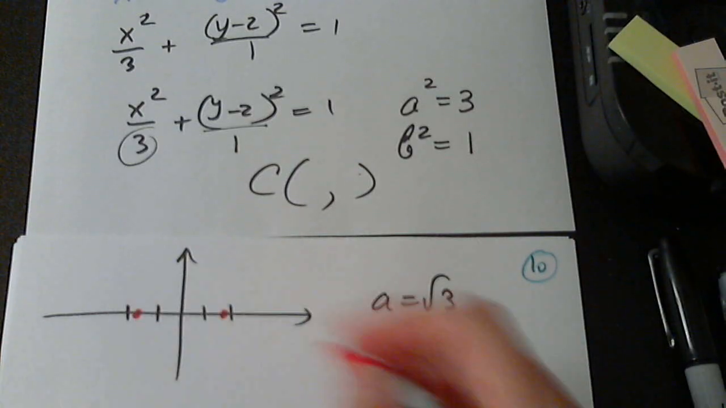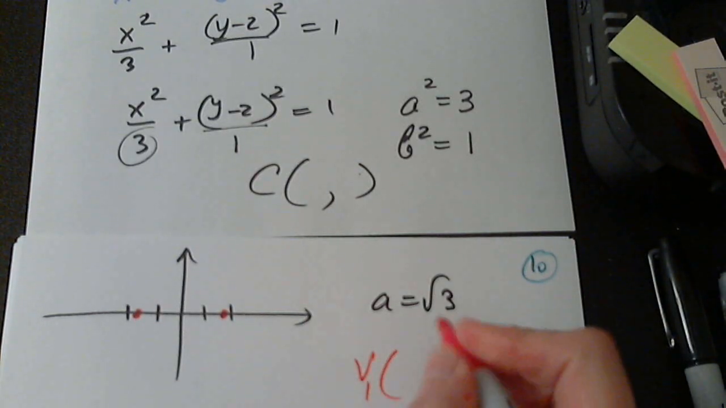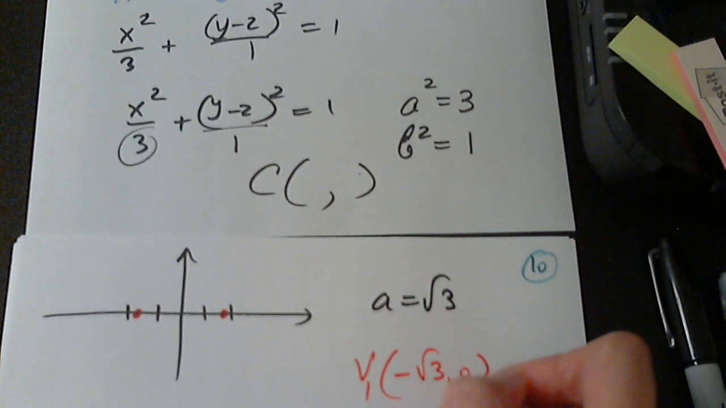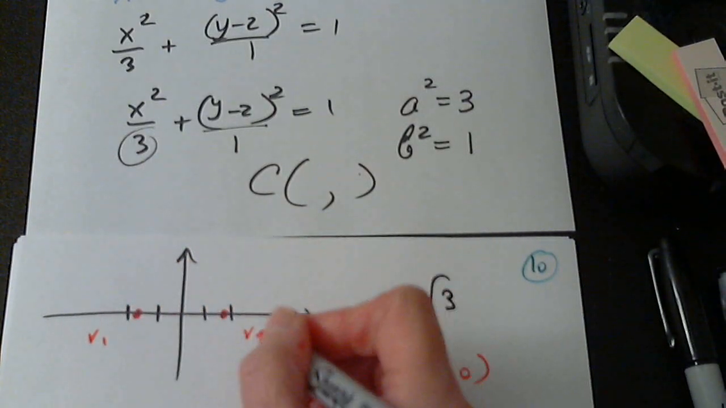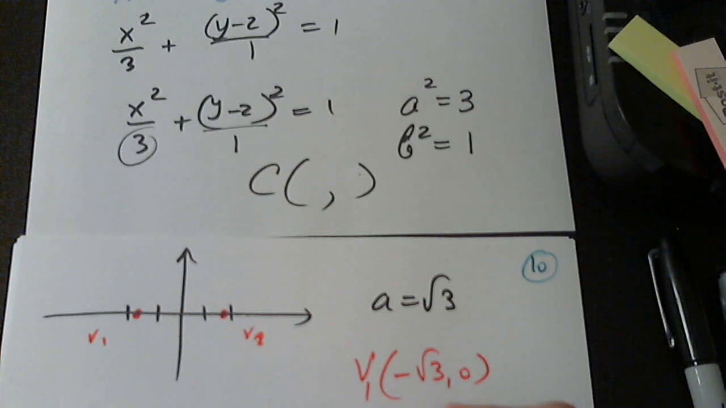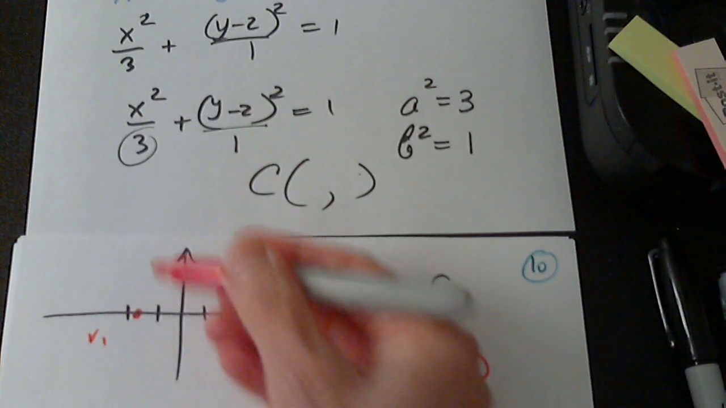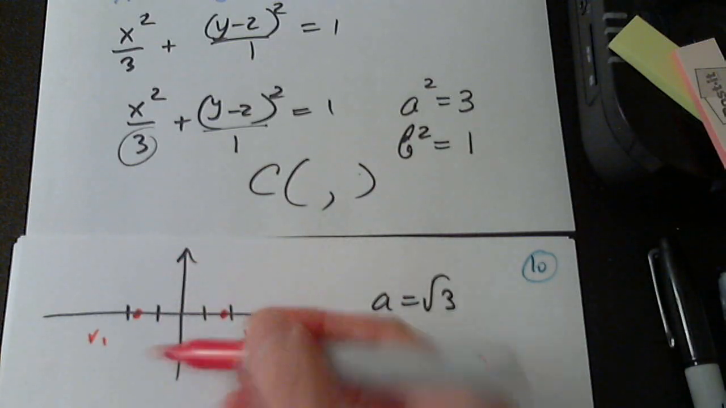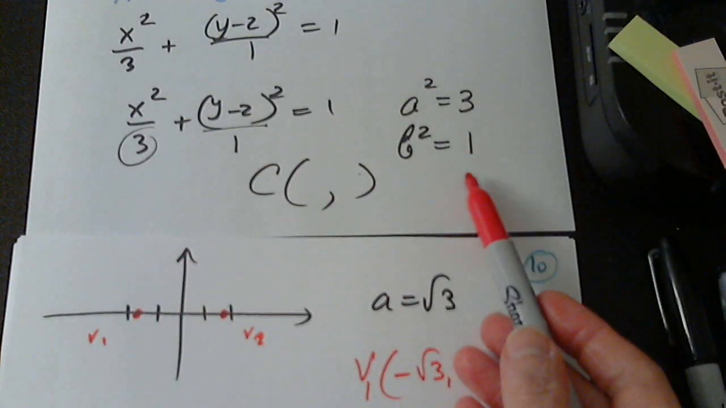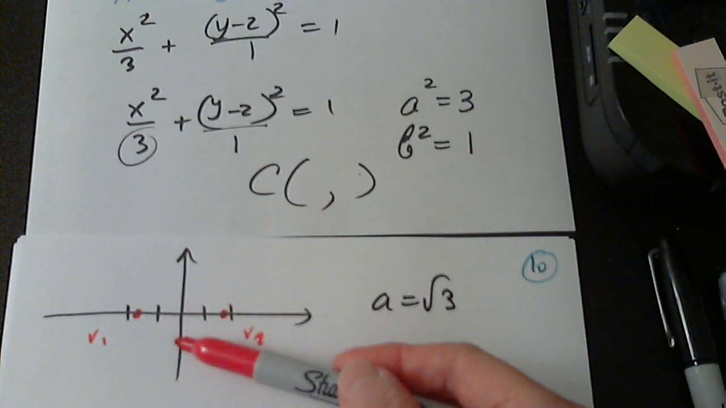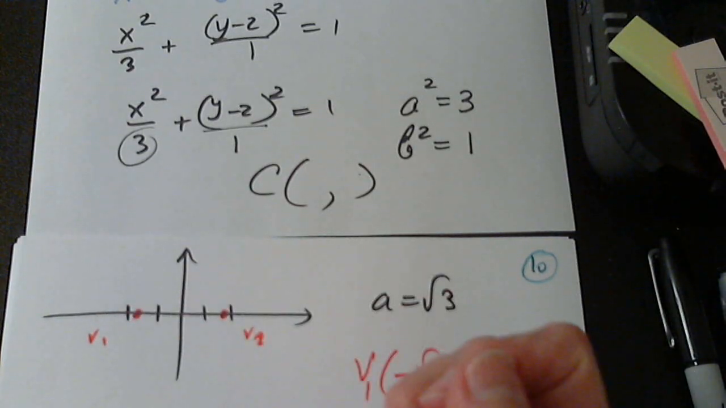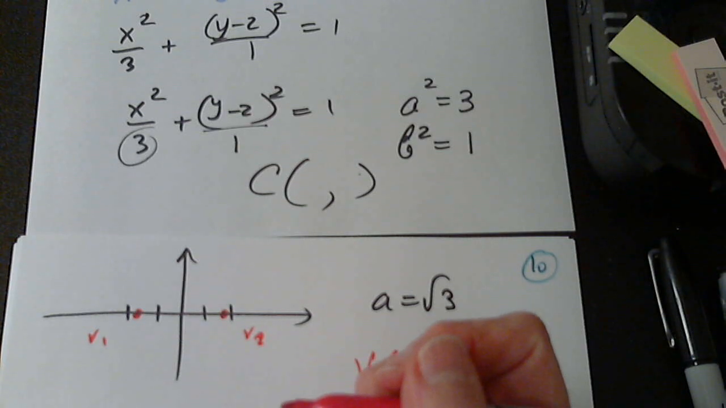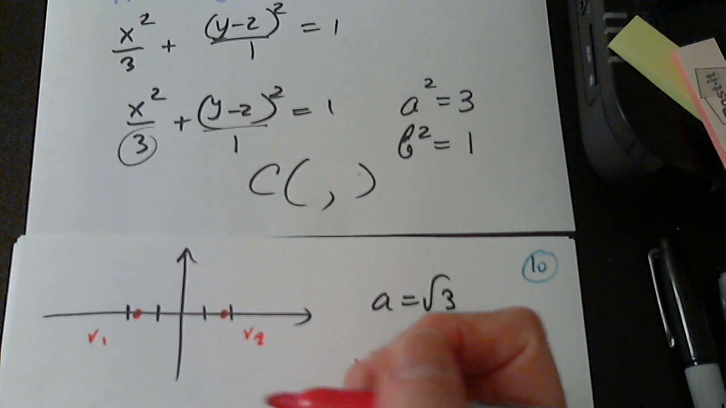So the first vertex, v1, negative the square root of 3 comma 0. The second vertex, so this is v1 here, v2. I don't want to put them too close so I can graph. So this is square root of 3, 0. Good. Can anyone identify b? B squared equals 1. So how much is b? 1.